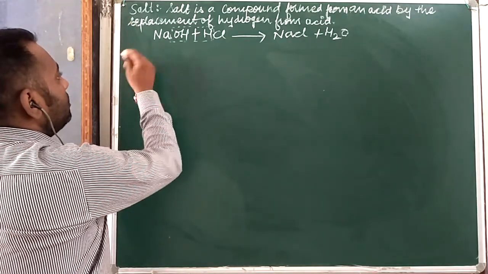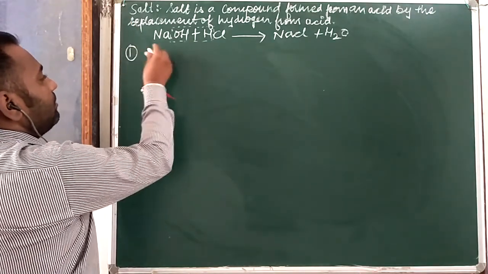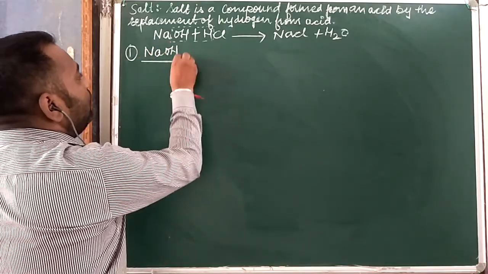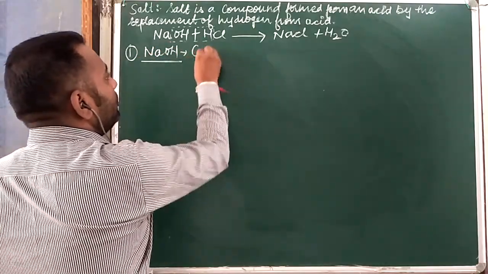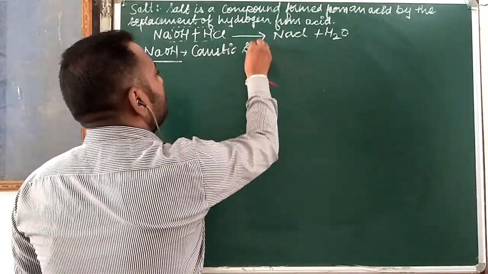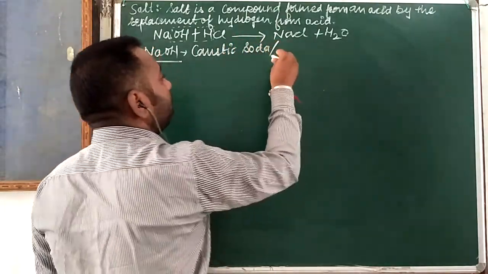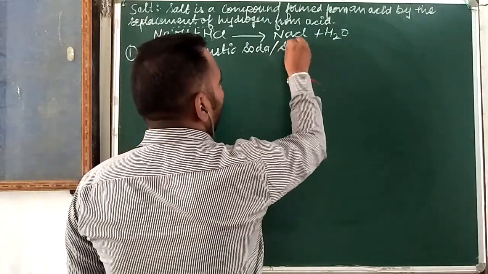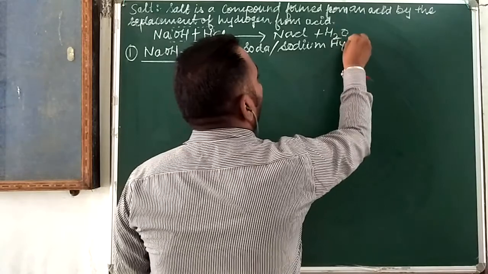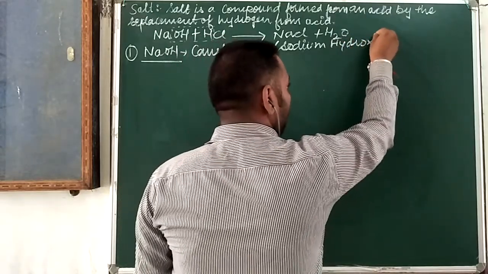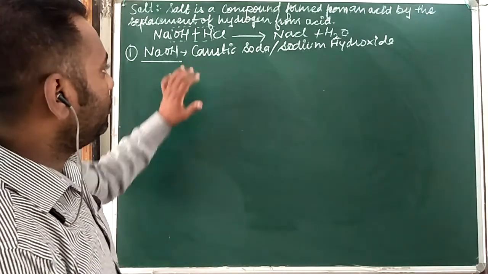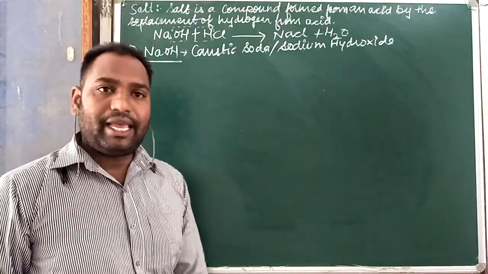In the different types of salts, first of all we will discuss NaOH, whose name is caustic soda, or sodium hydroxide. So NaOH, sodium hydroxide. How can we form this NaOH?